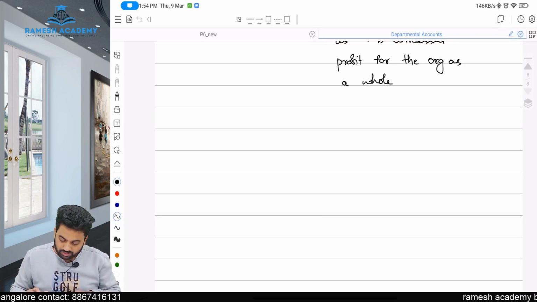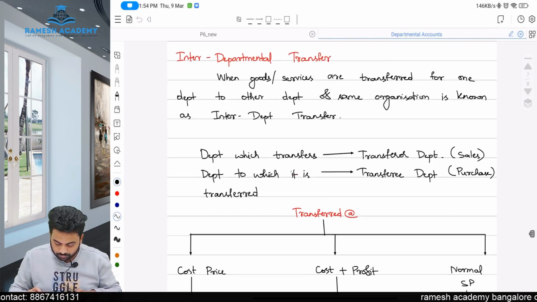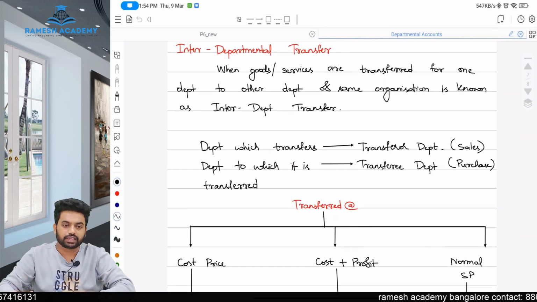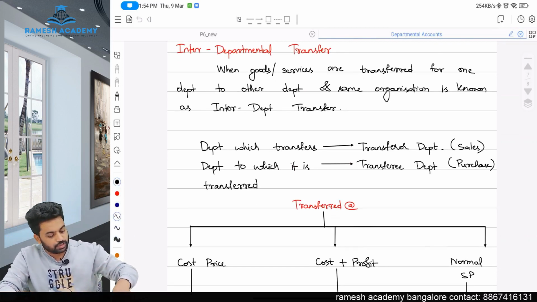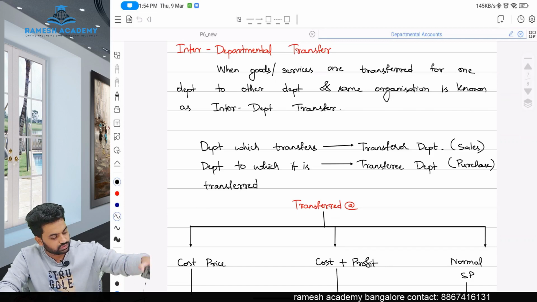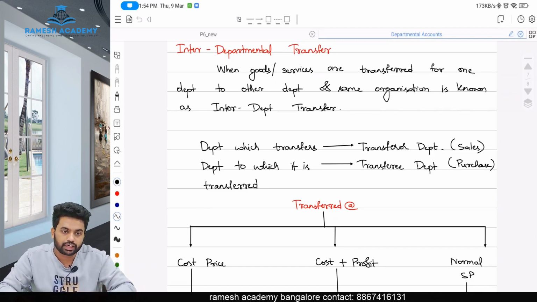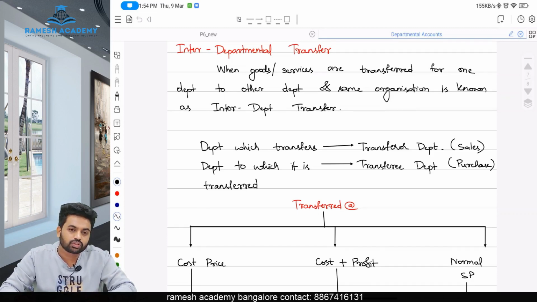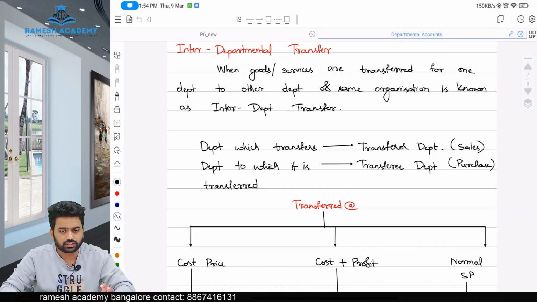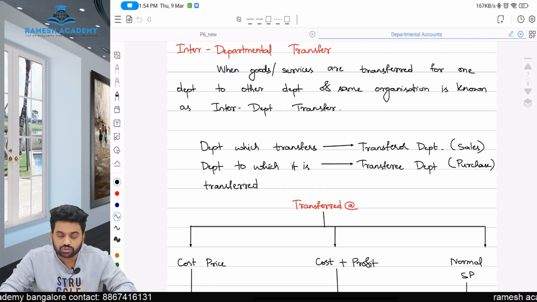In the morning session, we were discussing interdepartmental transfer, where one department transfers goods or services to the other department. When they transfer, an unrealized profit portion will exist when goods are sent at cost plus profit or at a market price. When goods are sent at cost, there is no unrealized profit. So whenever an unrealized portion of profit is there, we have to keep a provision for that.